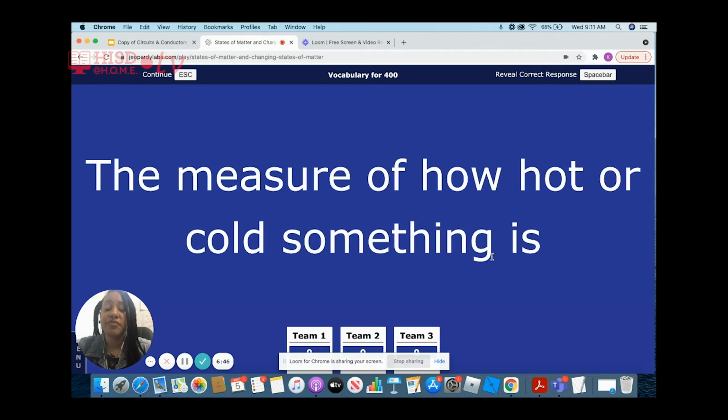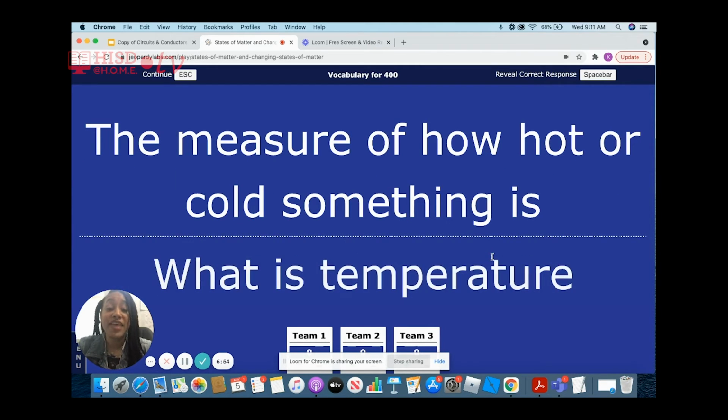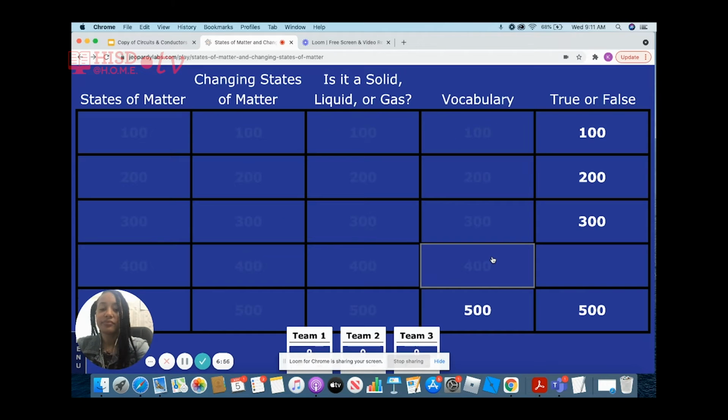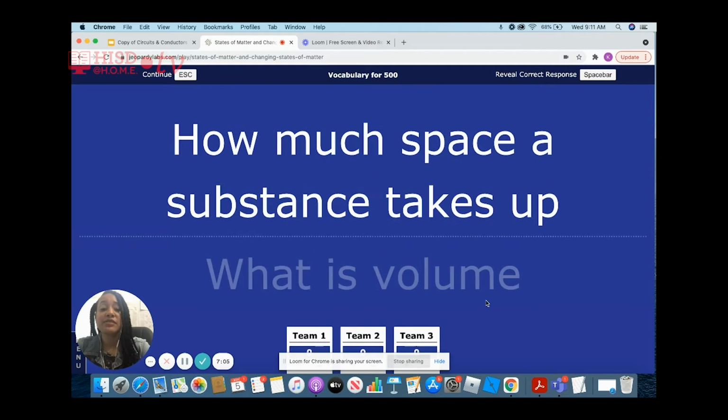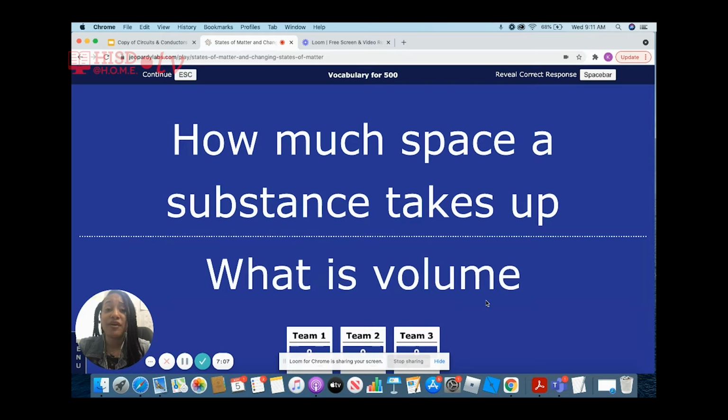Vocabulary for 400. The measure of how hot or cold something is. Correct. If we're measuring how hot or cold something is, we call that temperature. And last question for 500. How much space a substance takes up? Yes, the amount of space a substance takes up is called volume.